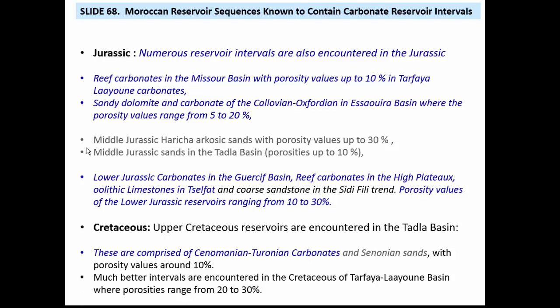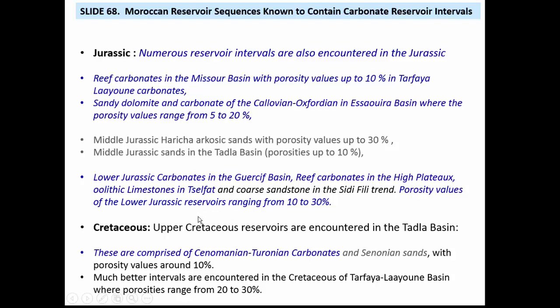You don't always necessarily get your production from the top of an anticline. It's all associated with what was going on, because the reason why is you get salt underlying these carbonates, and it tends to move differently throughout time. We won't talk about the sands because they're not what we're addressing in this talk. Lower Jurassic carbonates in the Guercif Basin, reef carbonates in the high plateau, oolitic limestone and sulfate. We'll see that coming up.